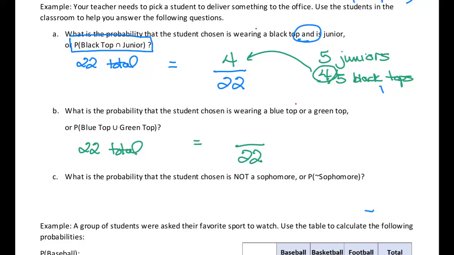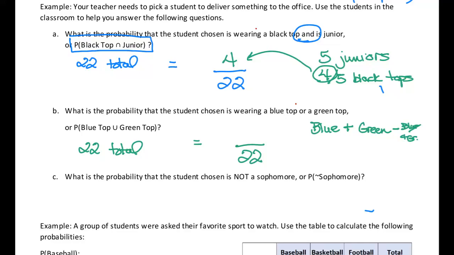Now, if this is a blue top or a green top, that means I want everybody with a blue top plus everybody with a green top, but there might be somebody that has a blue top and a green top at the same time. Maybe they have both colors on. Okay? So minus anyone with a blue and green top.